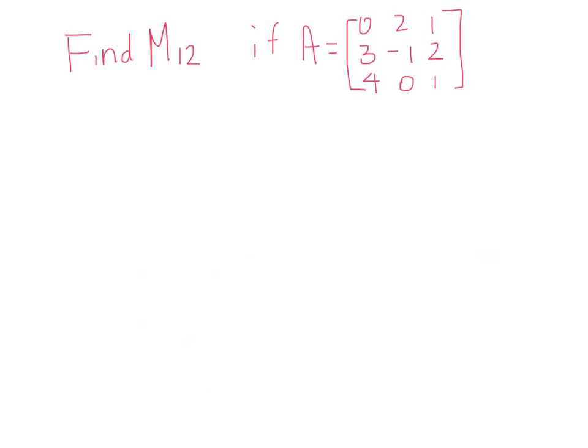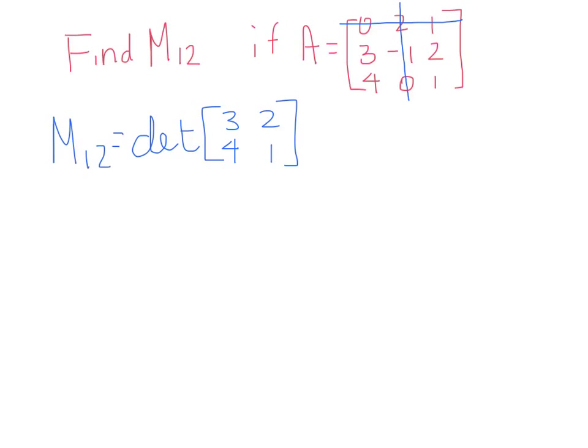I'm going to do one more with you, and then I'm going to ask you to do one on your own. So this time we're trying to find the minor 1,2. Delete the first row, delete the second column, and find the determinant of the remaining matrix. The remaining matrix is 3, 2, 4, 1. That determinant is 3 minus 8, or negative 5. So I found M12.